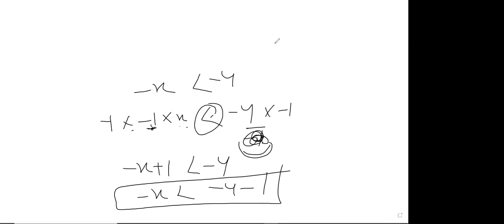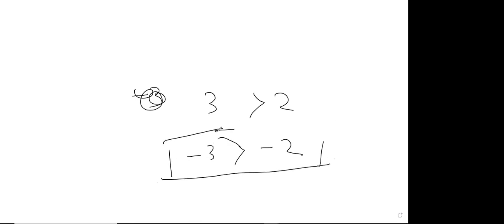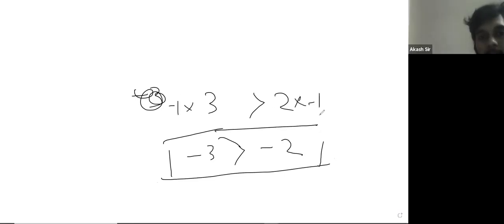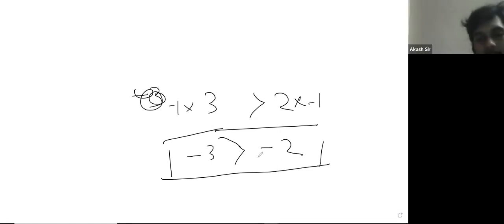Okay, sir. See why this happens. Let me explain. If 3 is greater than 2, is this true or not? Yes, sir, it's true. Let me multiply by -1 on both sides. Is this true? No, sir, it's not true. But I multiplied -1 on both sides. Why is it not true? Because it's a negative number.